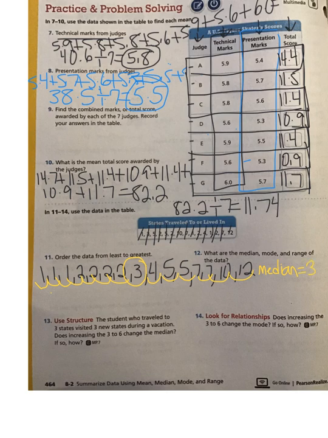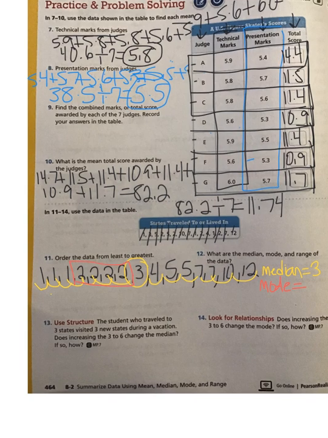Now for mode, I want to know what number appears the most. Because we have these in order, it's easy. The number 2 appears 4 times, and there's no other number that appears 4 times. So the mode is 2. Range: here's my smallest and here's my biggest. So 12 minus 1 is 11. So my range is 11.